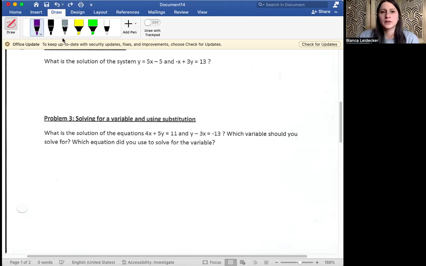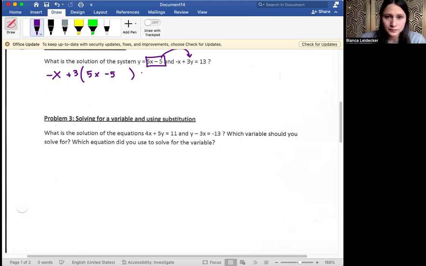Okay, what if I have a set of equations where they're not both equal to y? Well, if I have one equation that equals y, I could replace its whole expression for where y is. So in other words, I could write it as negative x plus 3 times everything that is y in my second equation, which would be 5x minus 5. And then I'm going to write everything else down, equals 13.